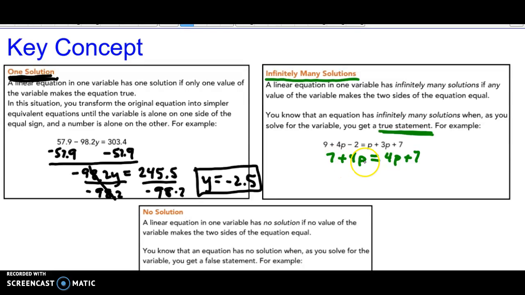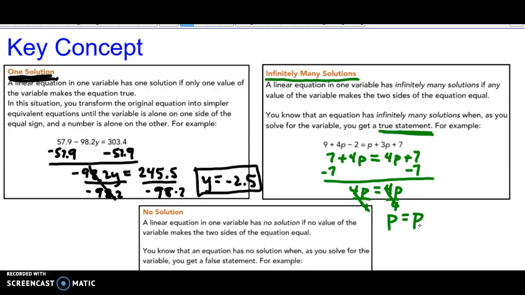Now I'm going to try to isolate the p. So I'm going to go ahead and subtract 7 from both sides. All I'm left with on this side is 4p, and all I'm left with on this side is 4p. So if I want to truly isolate my variable, I can divide by 4 on each side, and then I end up with p equals p.